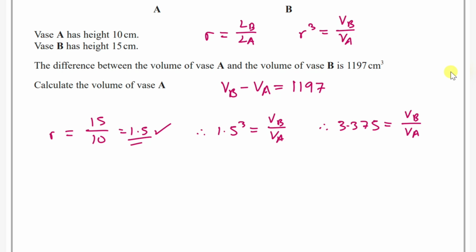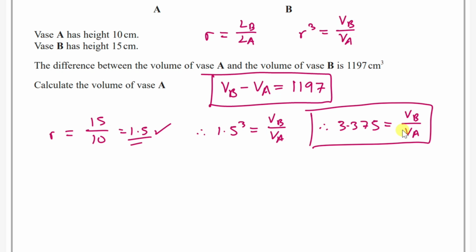Now here's the next question. What do we do next? Well, notice how we've got two equations and two unknowns now. We've got this one here, and this one here. Let's call this one equation 1 for a second. Let's make VB the subject, so we're going to times VA across. So this is now going to be 3.375 VA equals VB.